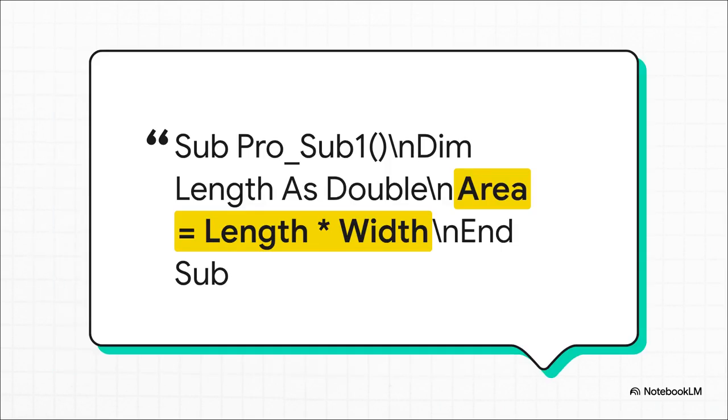And hey, don't let the word program freak you out. The code itself can be really straightforward. Look at this. Dim length as double. That's just the engineer telling Excel, hey, create a placeholder called length that can hold a number. And the calculation? Area equals length times width. It's just simple, logical math. A macro is really just a list of instructions, turning the spreadsheet into a custom-built engineering machine.